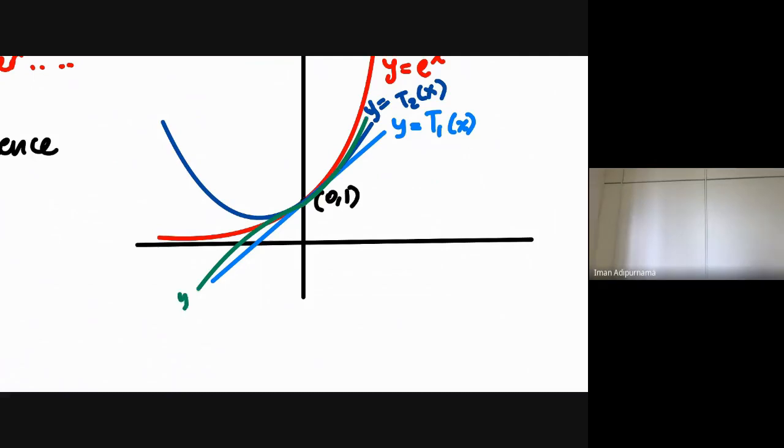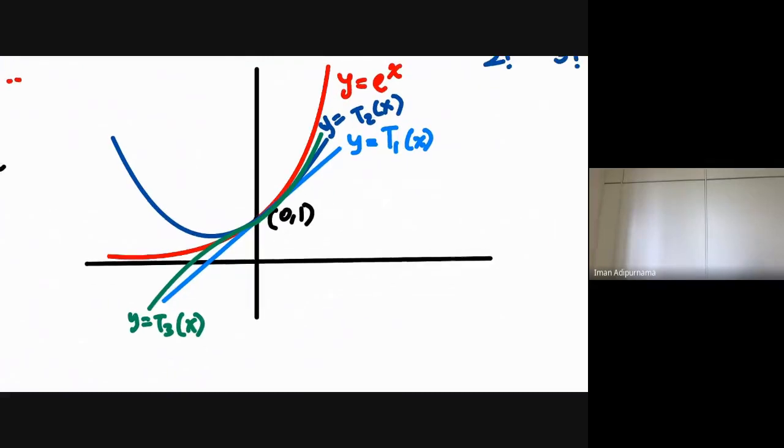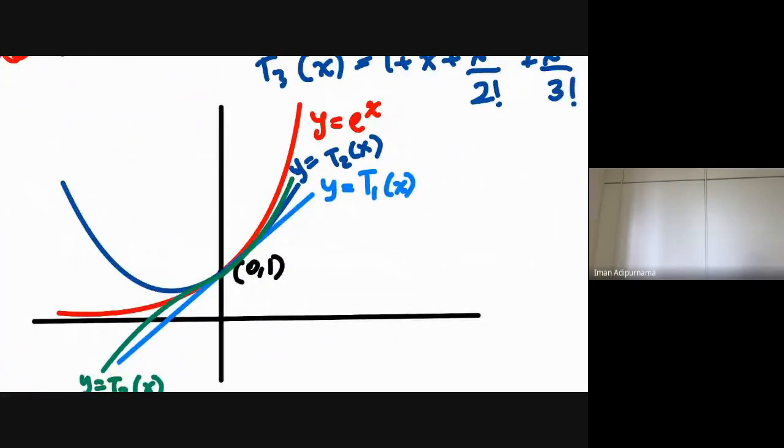Okay, the green one, the last one, will be the T3x. Hopefully you can see what I'm trying to do here. If you see from T1x and T2x, so the light blue, and then go to the dark blue, and go to the green one, it's increasing: 1, 2, 3. The order is increasing. Okay?